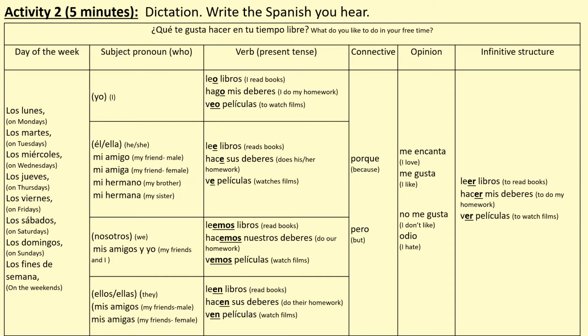4. Los martes mi amigo lee libros, pero no me gusta leer libros.